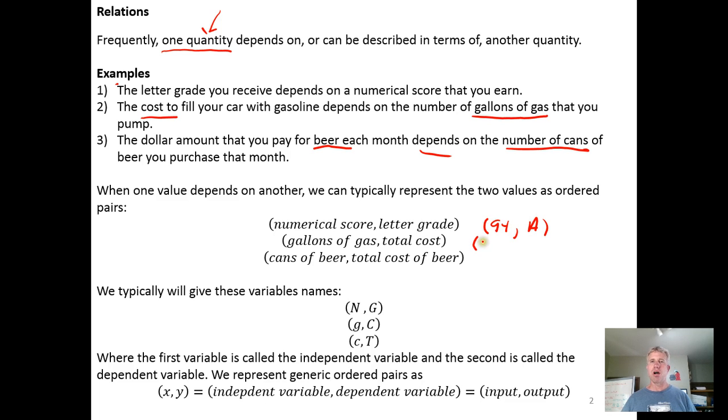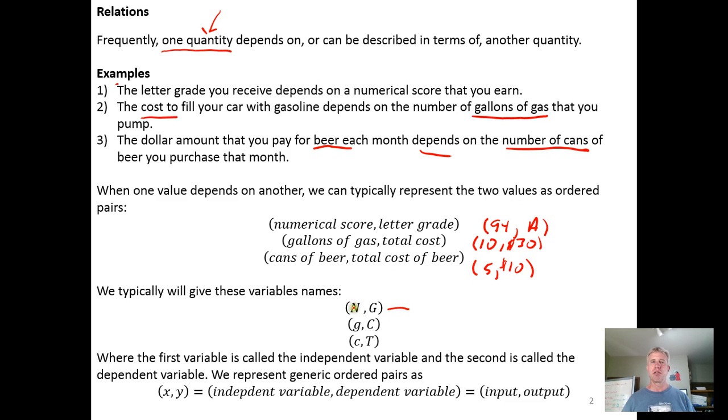If gas costs $3 a gallon and you buy 10 gallons of gas, then you're going to spend $30 on that gasoline. So the cost, the amount that you pay, is going to depend on the number of gallons that you pump. So this is a relationship. If I buy 5 cans of beer and it's decent beer, maybe I spend $2 a can, then I'm going to spend $10 for those 5 cans. This is a relationship between what I spend and the number of cans that I purchased. So in each case we have one thing depending on the other thing.